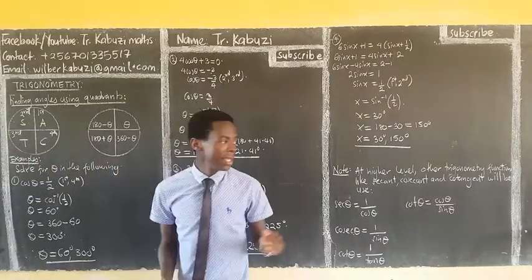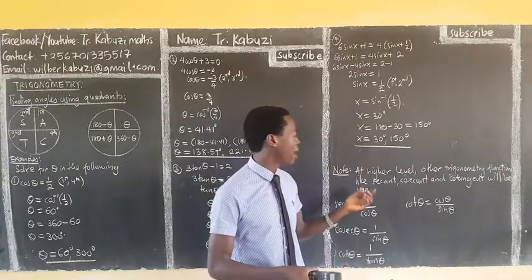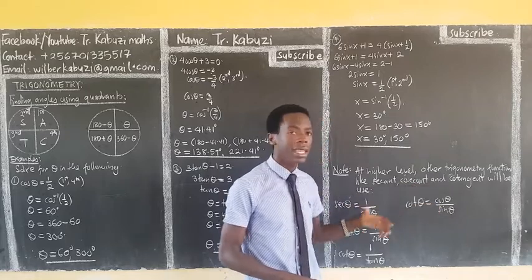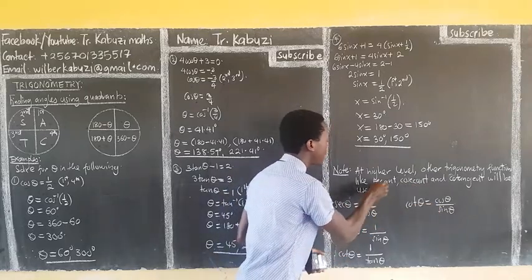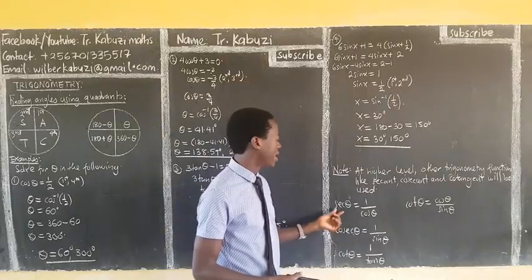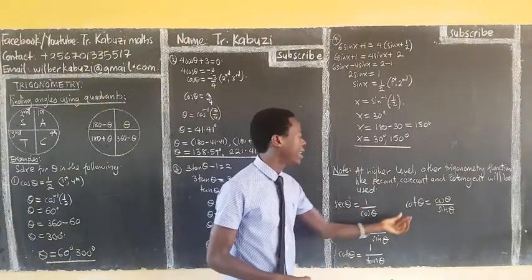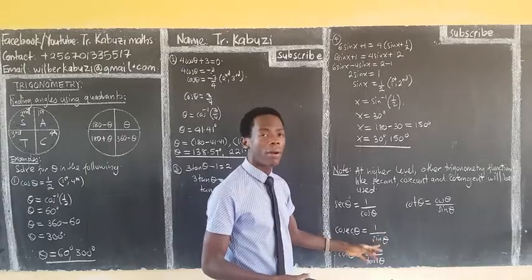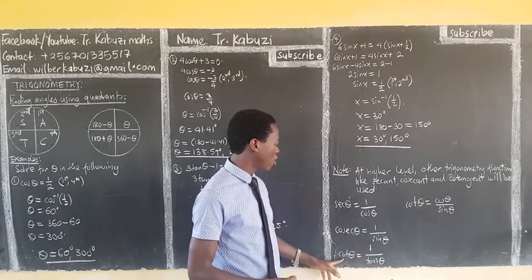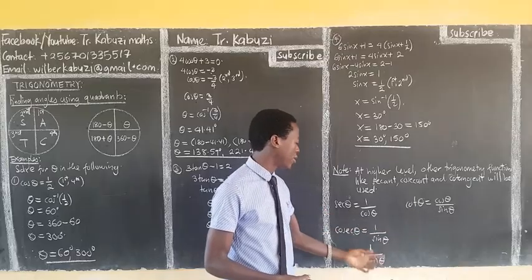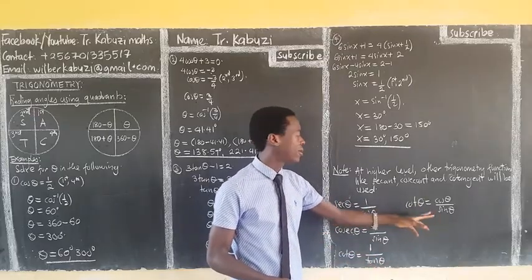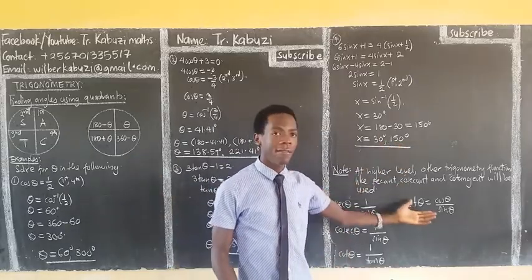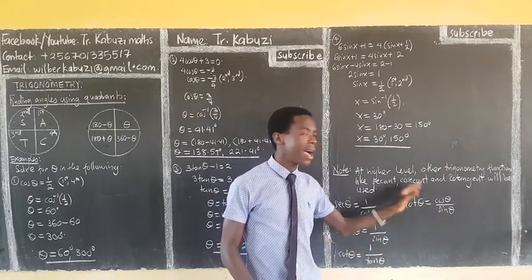But what I want to end with is that when we come to A level or higher level, we are going to see that other trig functions like secant, cosecant, and cotangent will be used. For A level students, sec theta is the same as 1 over cos theta. Cosecant theta is the reciprocal, 1 over sin theta. Then cot is 1 over tan, and because tan is sine over cos, this will be cos over sine theta. So for O level members, up to here, and for A level members, we are going to see how you handle from here up to there.